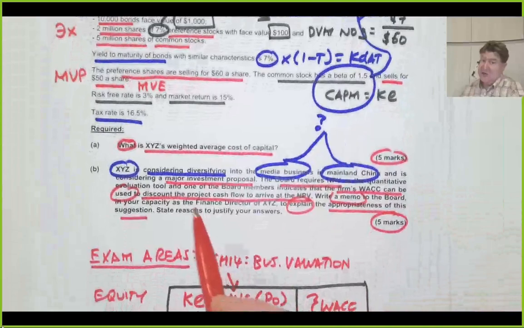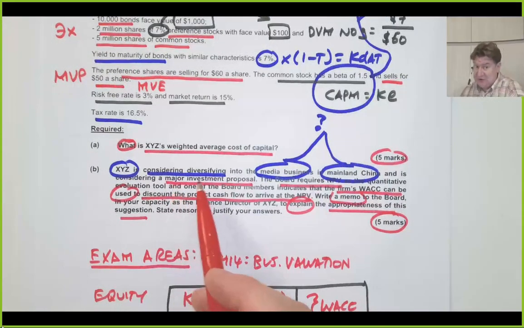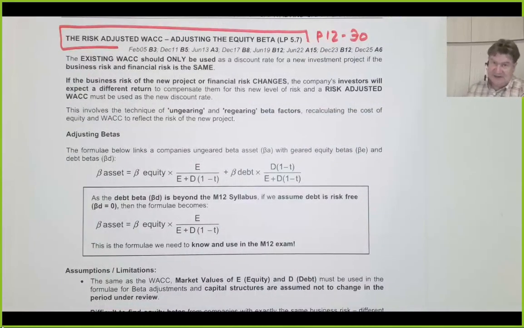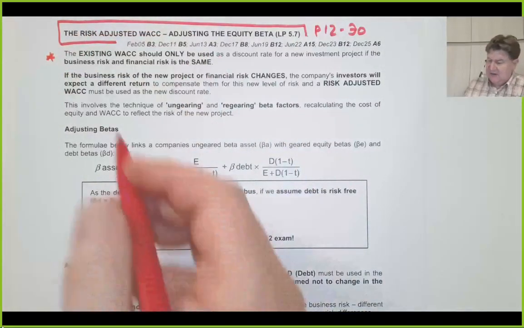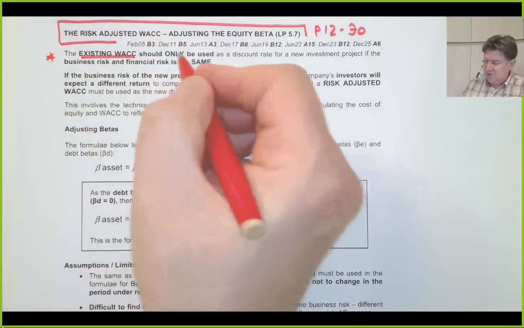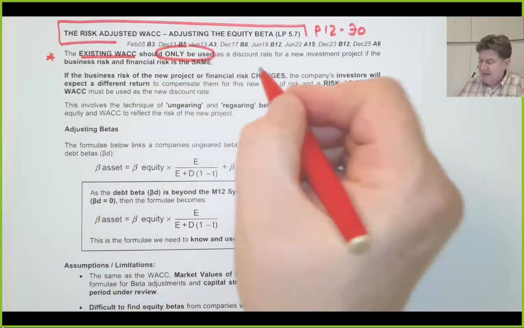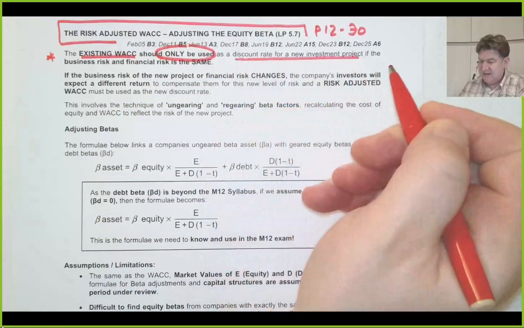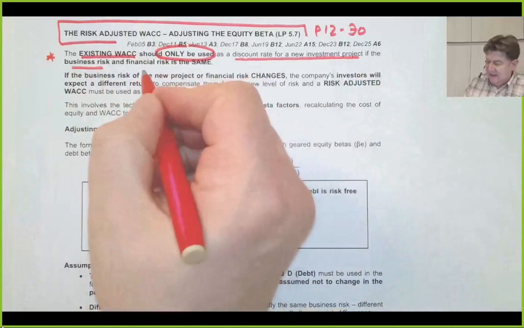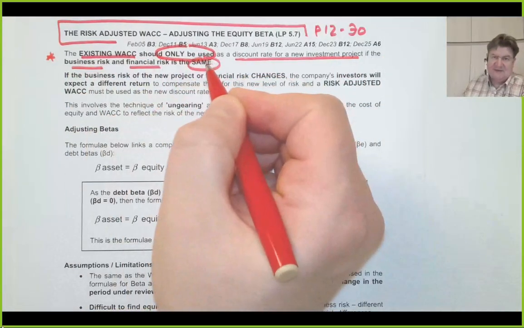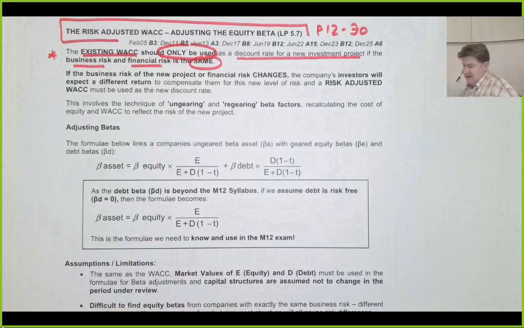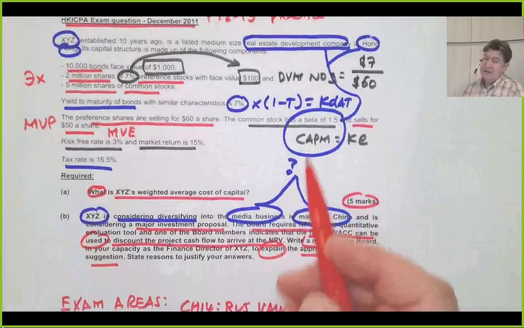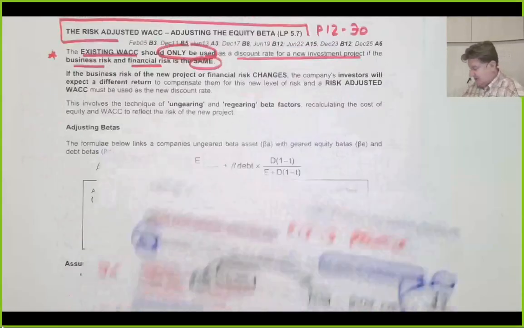We had a company that was thinking about diversifying. And so we're now going to start getting into what's known as a risk-adjusted WACC. And look, we said this for the homework question, and that was that the existing WACC should only be used as a discount rate for new investment projects if the business risk and the financial risk is the same. So only use the existing WACC if everything is the same. And so that's what we said here earlier for this question. We couldn't use this because the business risk was changing here.